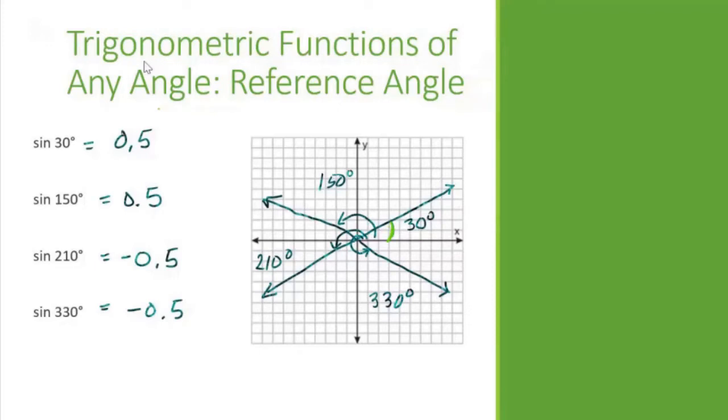In quadrant 1, it's clear that 30 degrees is 30 degrees up from the positive x-axis. 150 degrees, if I take another 30 degrees and add it to it, gives me 180. 150 degrees is 30 degrees up from the negative x-axis. 180 degrees plus 30 degrees, 210 degrees. So we're 30 degrees down from the x-axis to get to 210 degrees, and 330 degrees is also 30 degrees down from the positive x-axis. We call this 30-degree angle the reference angle.